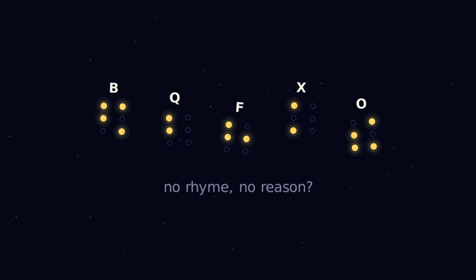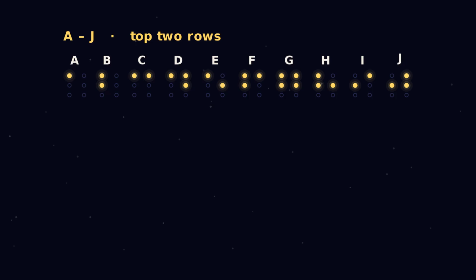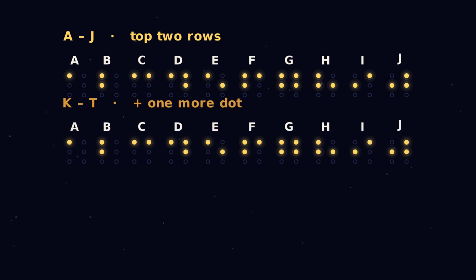He built the alphabet like a little machine, in tidy rows of 10. Watch the first 10 letters, A through J. Every single one of them lives up in the top 2 rows. The bottom pair of dots stays flat, untouched. 10 neat patterns, all up top. Now here's the lovely part. The next 10, K through T.